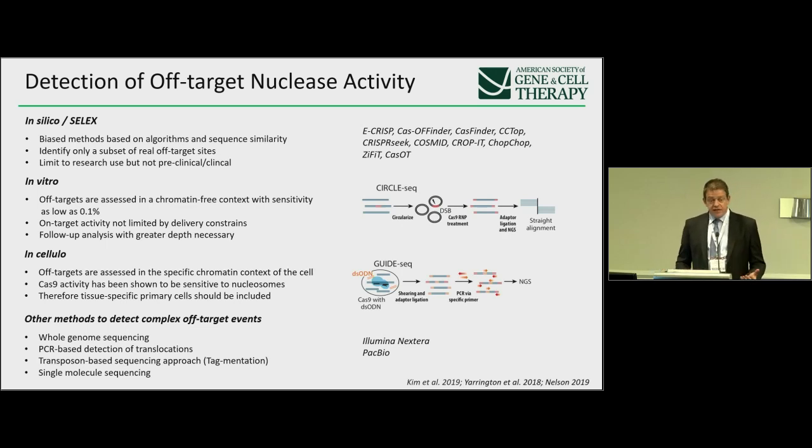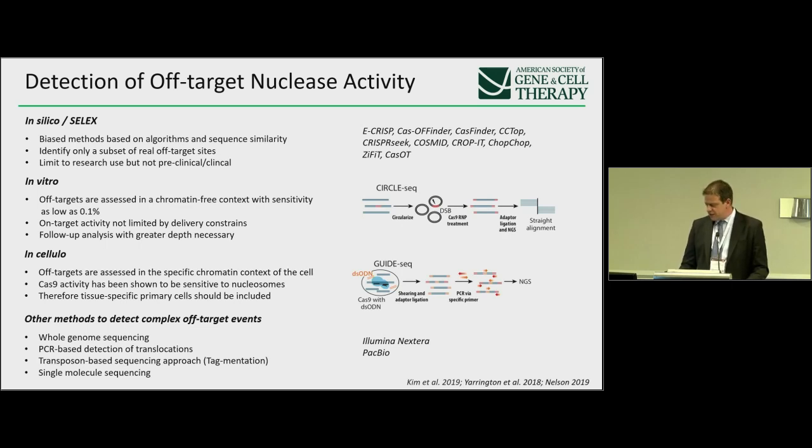The problem is they're biased towards the sequence, and they also cannot really predict most of the off-targets that you can find with other methods. And I think that's why these methods should be really limited to research, not to preclinical or clinical use. Then there are the in vitro systems. They basically use naked DNA and protein and combine them, for example, Circle-seq. And there you have pretty good sensitivity and pretty high modification levels. And the problem is there are no histones present. That means you're not assessing the off-target activity in the proper chromatin context.